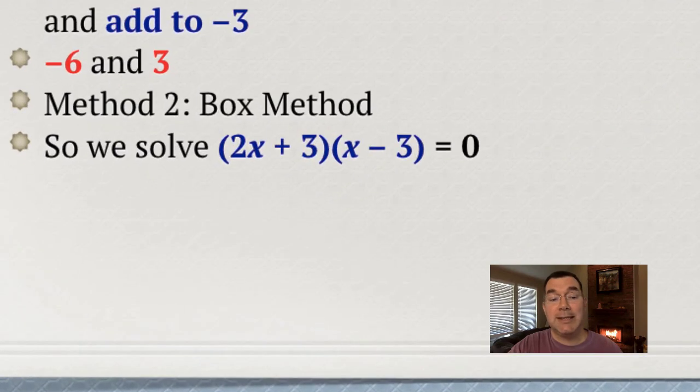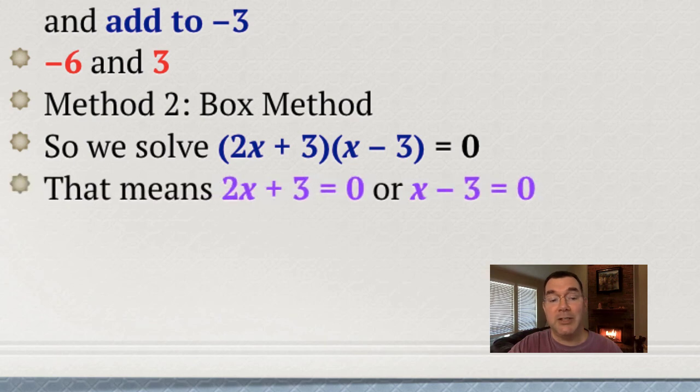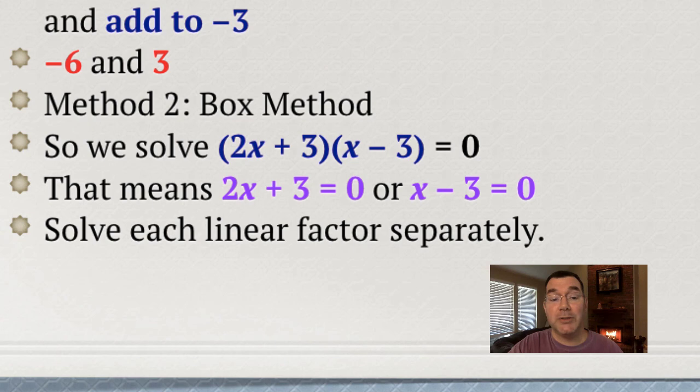So that means instead of solving 2x squared minus 3x minus 9 equals 0, I can solve (2x plus 3) times (x minus 3) equals 0. And if I do that, that means that either 2x plus 3 would have to equal 0 or x minus 3 would have to equal 0. So if I solve each of those separately, then I get from the first one, x equals negative 3 over 2, and from the second one, I get that x equals 3. So those would be my two solutions to the original equation that I was given.